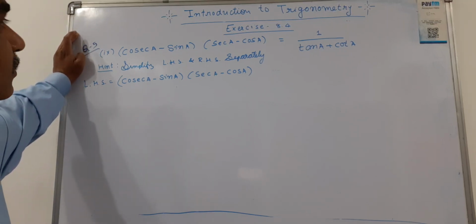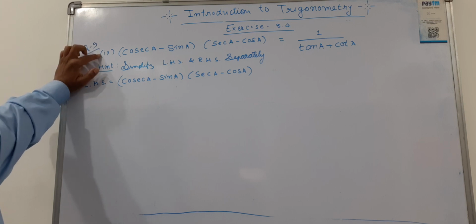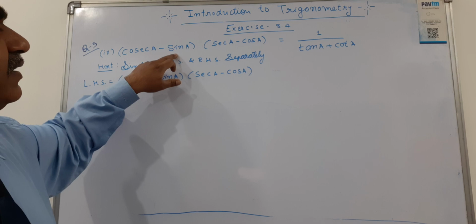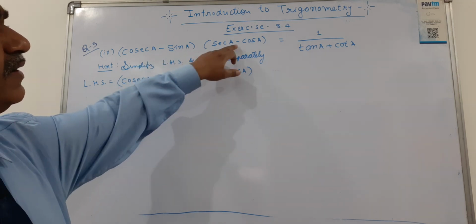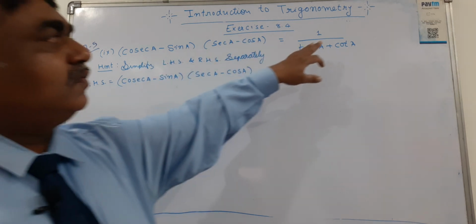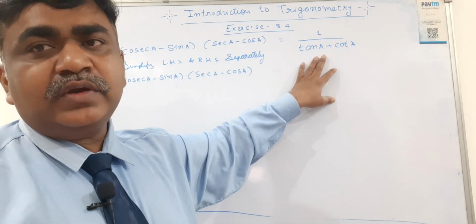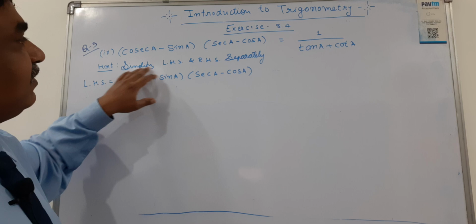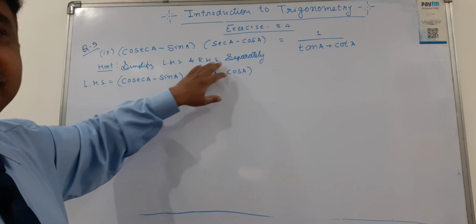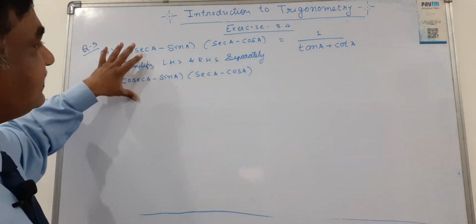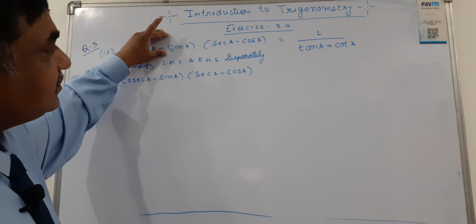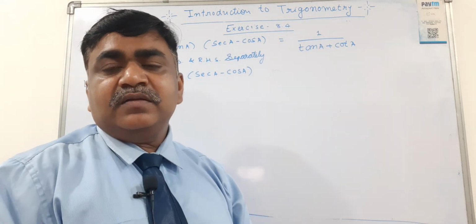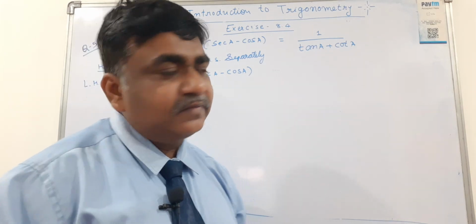Exercise 8.4, question 5, 9th. So, we need to prove (cosec A minus sin A)(sec A minus cos A) equals 1 upon tan A plus cot A. We have been given a hint to simplify the left hand side and right hand side separately. So, we will solve this part and then we will solve this part. The result of both parts should be the same.